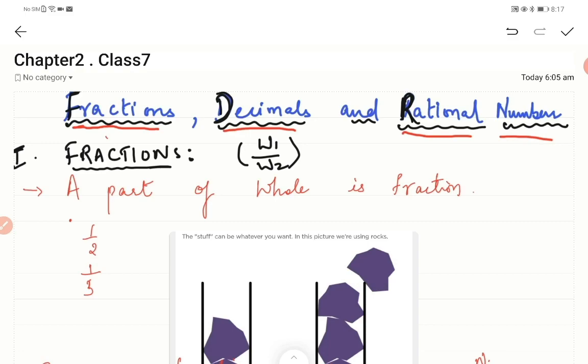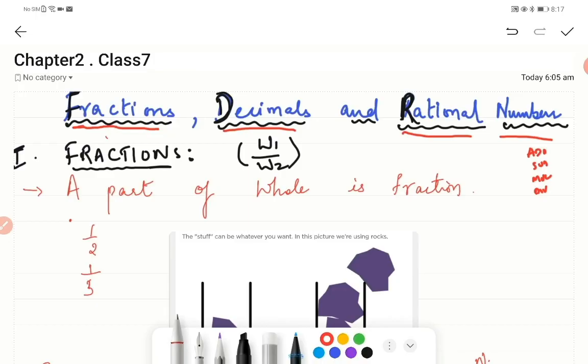So in the last unit, we had studied about integers, and how to use those integers for basic operations: addition, subtraction, multiplication, and division. Also, we had seen some real-time examples and problems on integers. Now let's get started with your second unit.